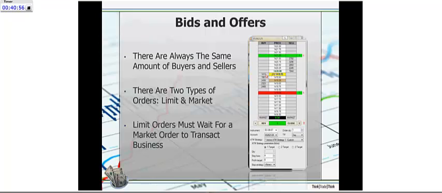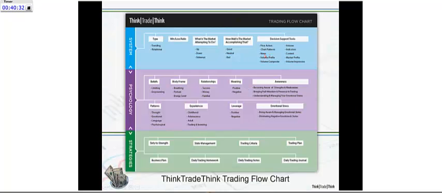This wraps up the system part of the trading flow chart. And if that makes sense, you can begin to overlay this over whatever trading system you have. Okay, is that some great information? Something that you guys can use right now? All right, great, awesome. So that's the system part. Okay, now let's look at the psychology part.